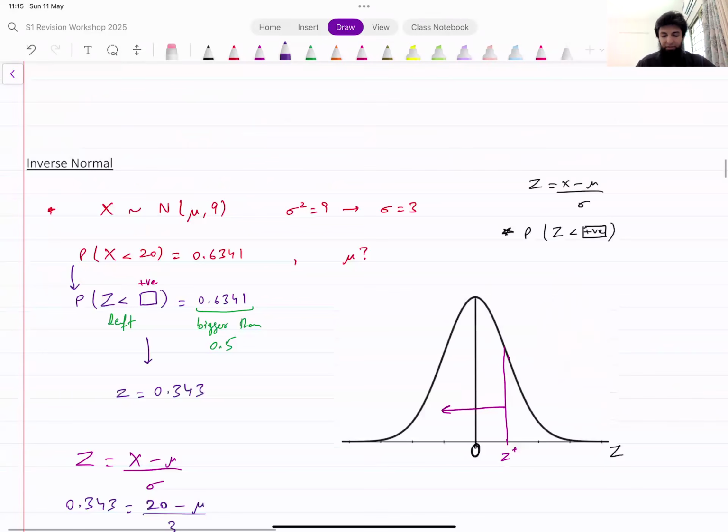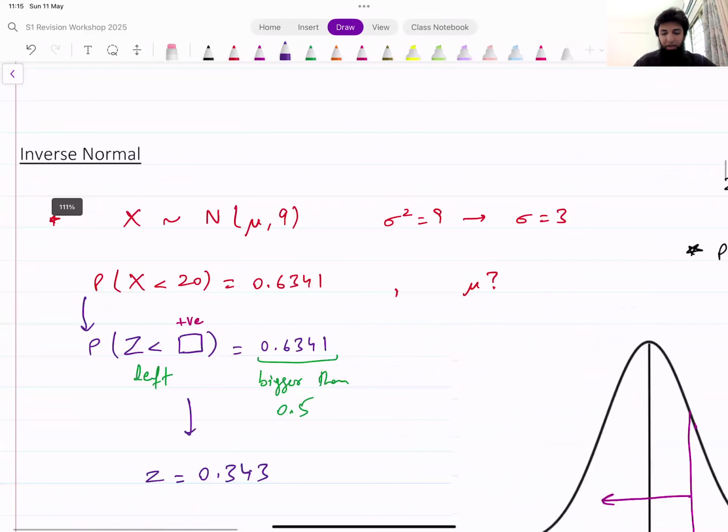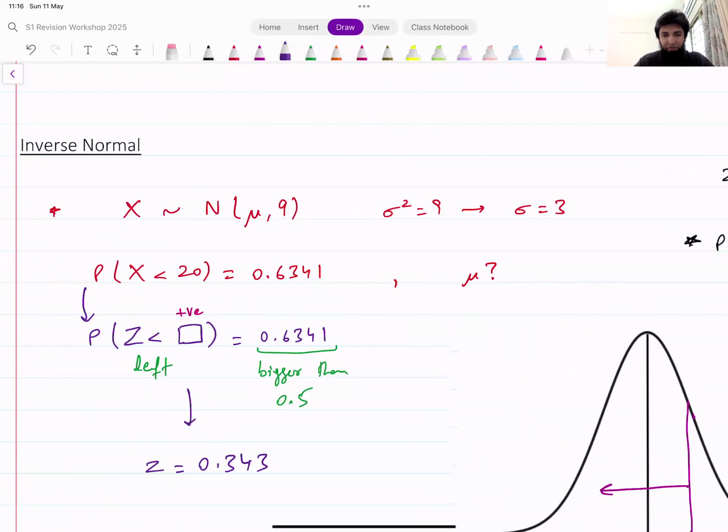But then there's another case, and that is when you have inverse normal. Inverse normal, what's that? Inverse normal is when you have some information given about probability and there's something missing in the original data. So you have information about the probability value, but the mean might be missing, the standard deviation might be missing, or the variance might be missing, and you would have to find that missing information. Now, how do you do that?